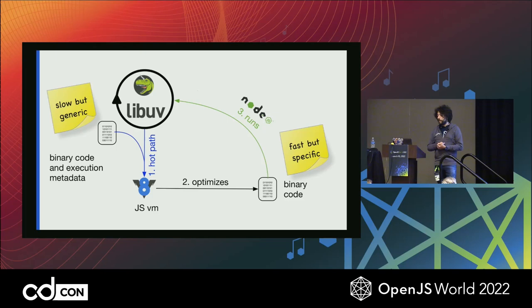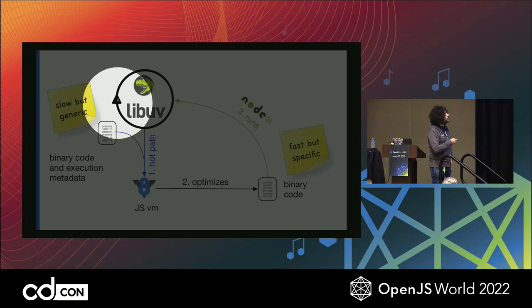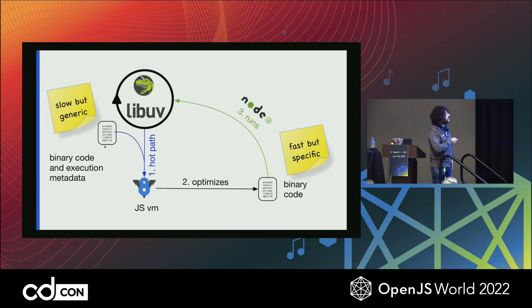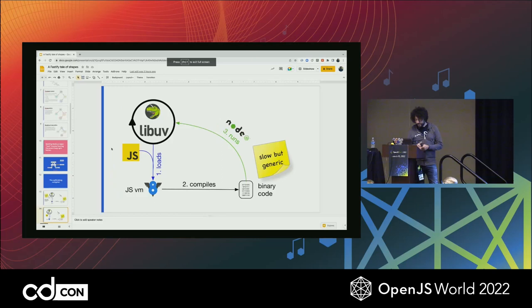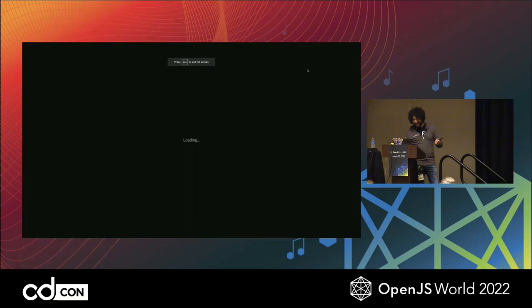It's a slow compiler, okay? It starts with slow but generic code, okay? Which is right now already compiled. And then, when it's running, what is next? Oh, no, sorry, I flipped the slides in the wrong order. Told you I was finishing, okay. So, I flipped the slides.